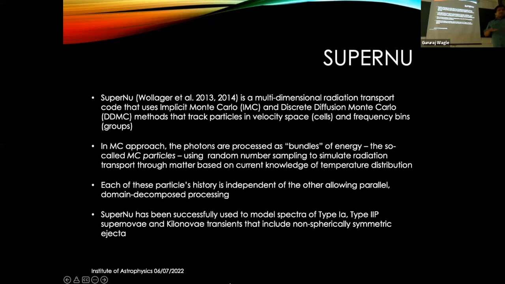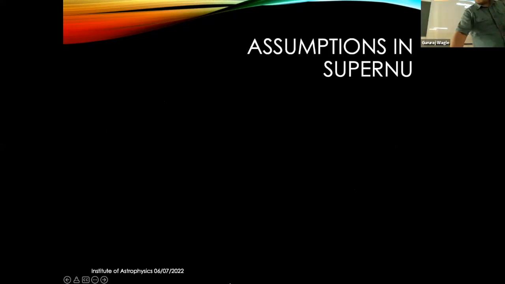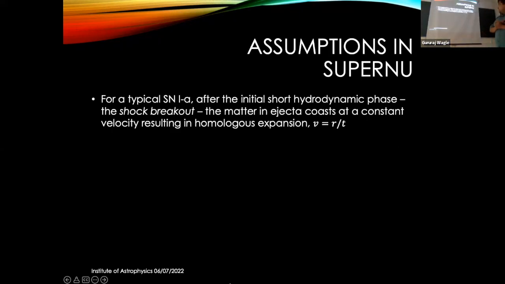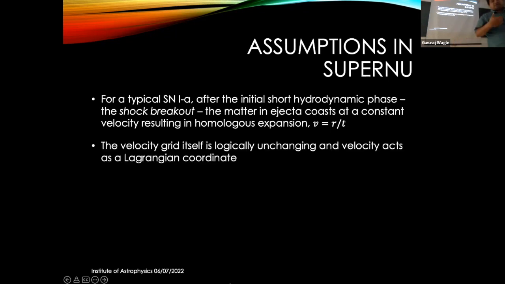SuperNew has been successfully tested so far for classical kilonovae and type 1 supernovae, as well as type 2p supernovae, so everything which includes homologous expansion. So what is homologous expansion? After the initial shock breakout phase, which is a hydrodynamic phase, in typical type 1a supernovae the ejecta expands as a function of time. This expansion is called homologous expansion, where the velocity gradient is unchanging and the ejecta moves through this velocity grid. So velocity acts as a Lagrangian coordinate in SuperNew.